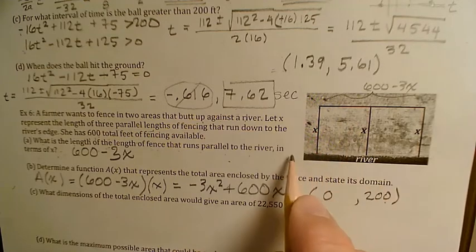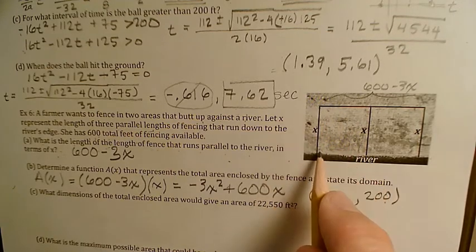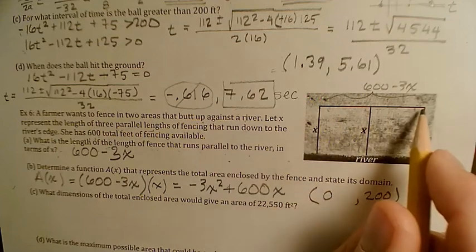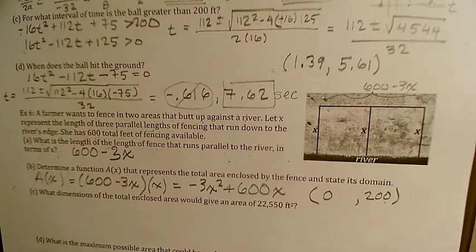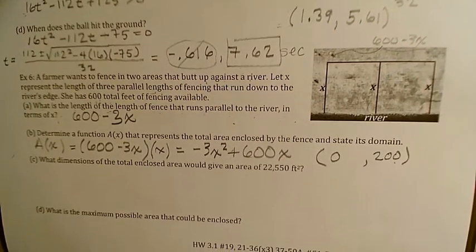If x is 0, then these things would be essentially nothing, and this would be 600 feet long over here. Essentially, we'd have no area then as well. But that would be the domain. We'd have to be somewhere between 0 and 200.